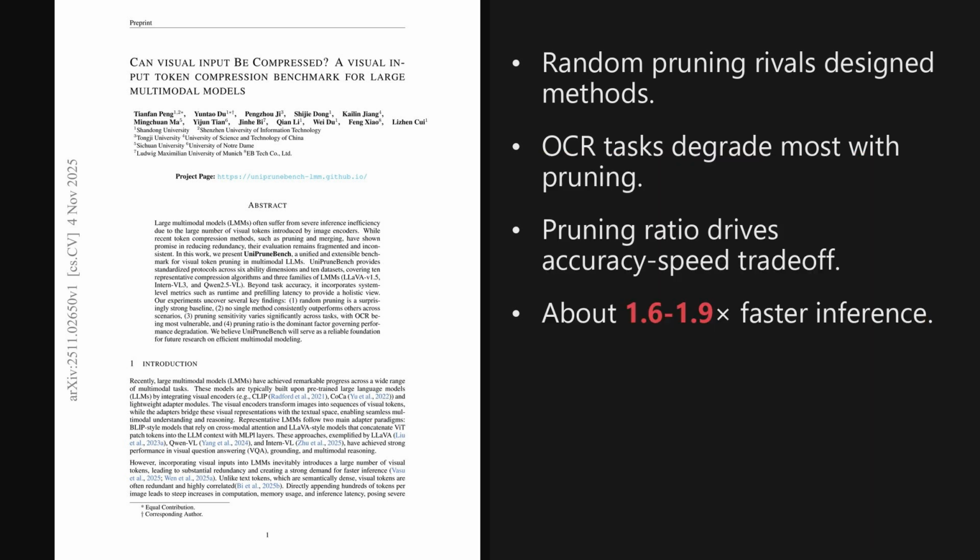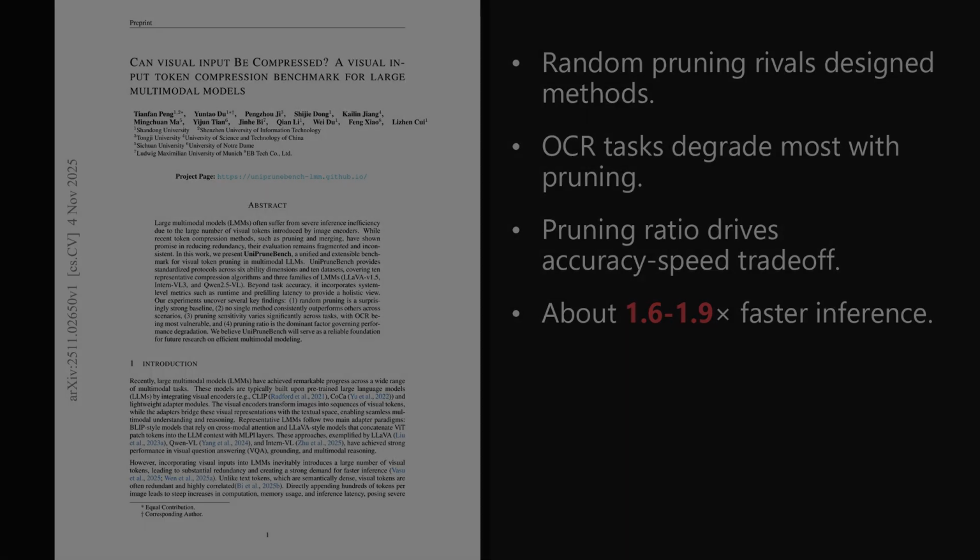I'm Alex. Today we're looking at a paper from the Hugging Face trending list published on November 4th, 2025, about 2 days ago. This paper introduces UniPruneBench, a unified benchmark for visual token compression that shows random pruning is a strong baseline, pruning ratio dominates the accuracy trade-off, and OCR tasks are the most vulnerable. The paper is titled, Can Visual Input Be Compressed? A Visual Token Compression Benchmark for Large Multimodal Models. And as we will see later, the system-level insights point to tangible gains for faster, cheaper multimodal inference.